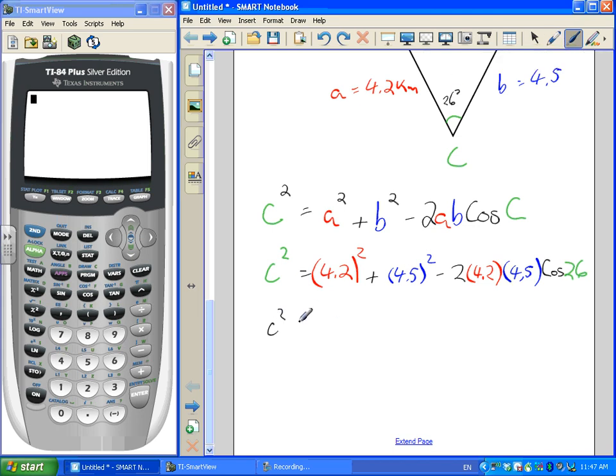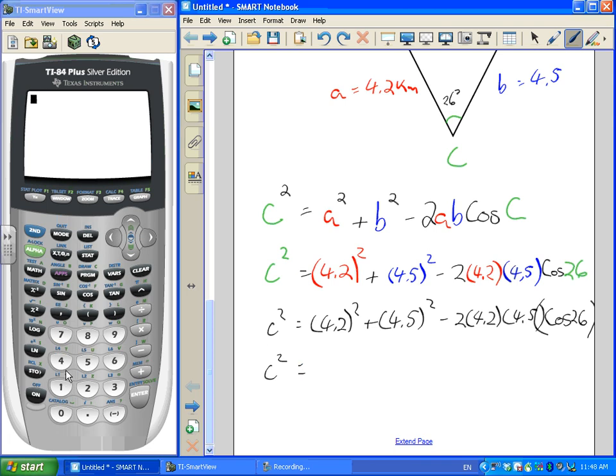This says C squared is equal to 4.2 squared plus 4.5 squared minus 2 times 4.2 times 4.5. This is very important. You need to realize this is times cos of 26. I could even put that in brackets if I wanted. I have to do cos of 26. Many people make a mistake, and I'm going to show you where that mistake is in a second. Well, let's work through this.